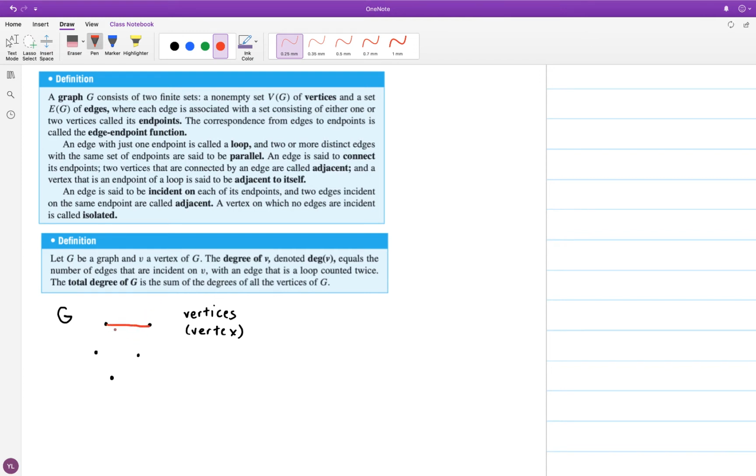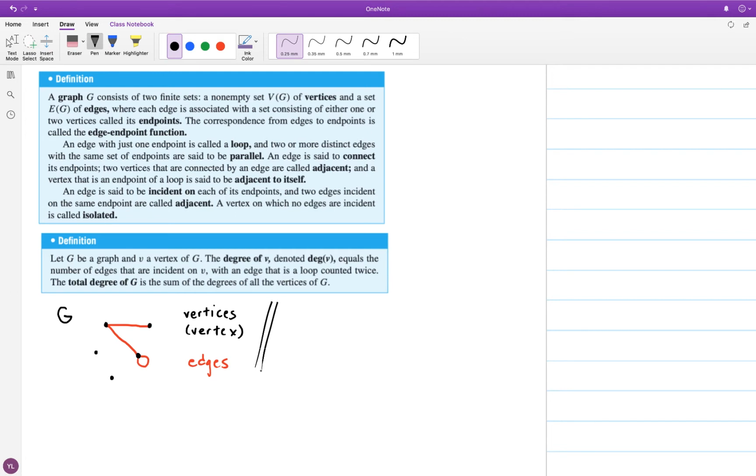The lines are called edges, and the edges must connect to vertices. You can't have a dangling edge that doesn't have a vertex at either end, like that. And we can actually have edges that connect a vertex to itself. So these are the edges. Taken together, the vertices and the edges form what is called a graph.